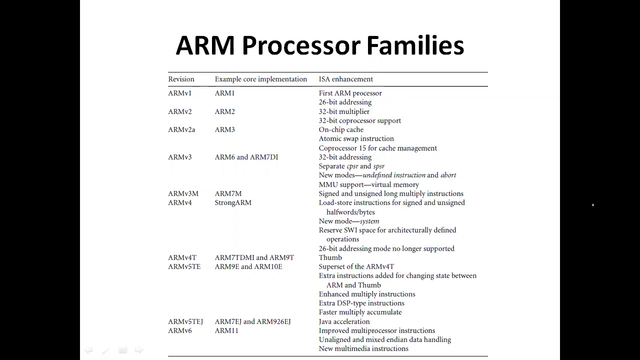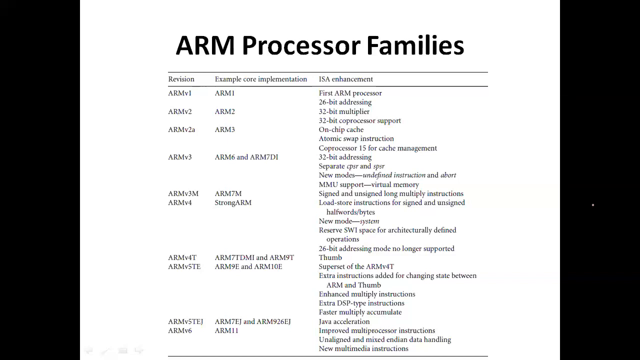In the ARM version 2 or ARM2 family, the addressing is the same, but it has a 32-bit multiplier. The first version of ARM processor did not have a separate multiplication processor. They had only addition and subtraction instructions, so you had to perform multiplication using the addition instruction. Also, a 32-bit coprocessor was provided in the second version of ARM processor.